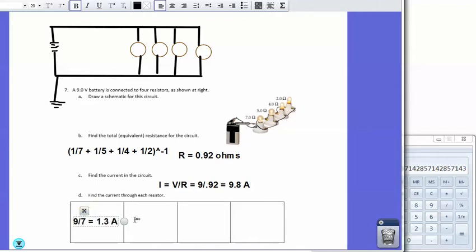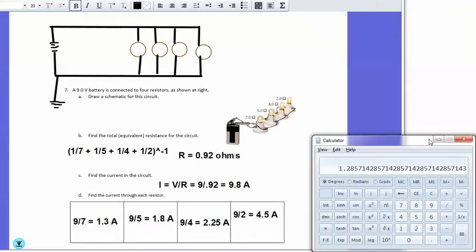And the second resistor is going to be 9 over 5, and that equals 1.8 amps. And then we have 9 over 4, and that's going to equal 2.25 amps. Let's move this into the box. And then this last one here is 9 over 2, which is 4.5 amps. All right, so with that, let's check our work here. 4.5 plus 2.25 plus 1.8 plus 1.3, we get 9.85. That's close enough. That's pretty good.